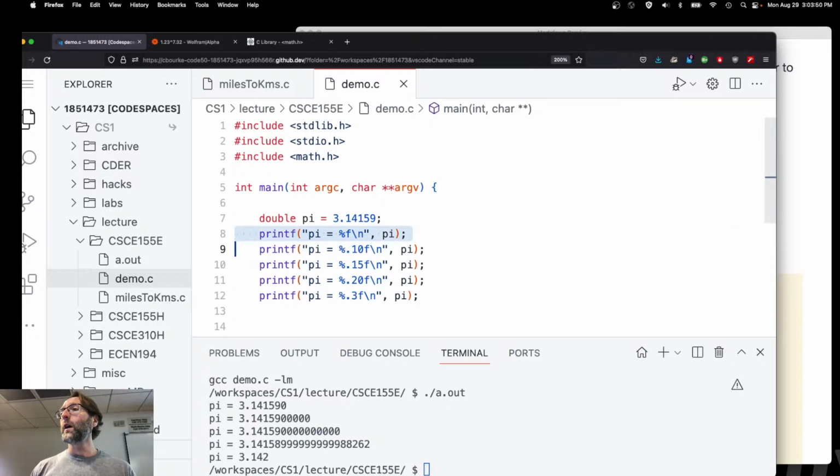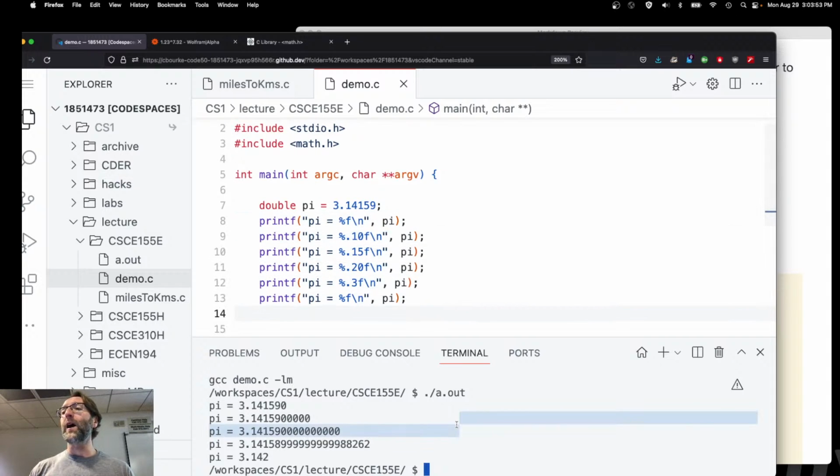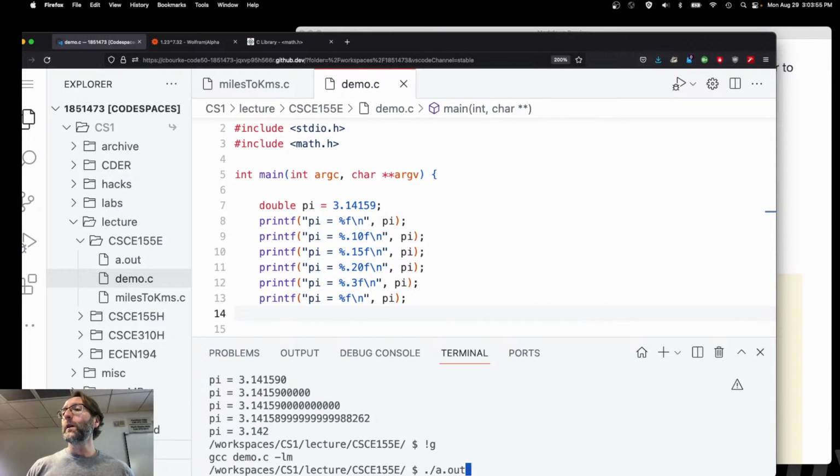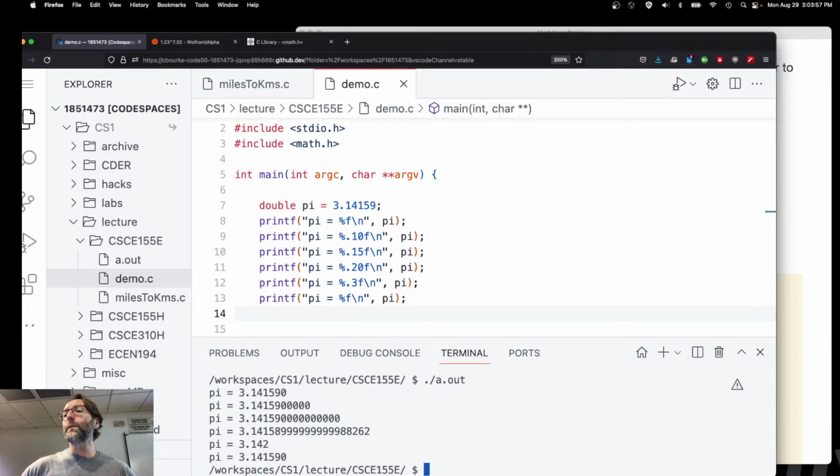Let me show you, and I will print it again. Did it change pi? Nope. It will still be 3.14159, blah, blah, blah. So it only changed it for the purpose of printing, not the actual variable. If you want to change the actual variable, you need to change it.